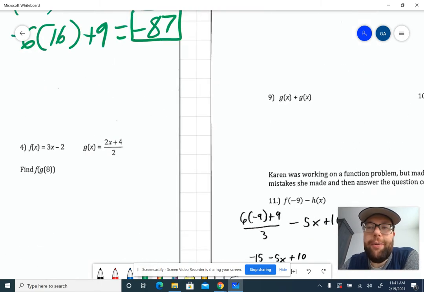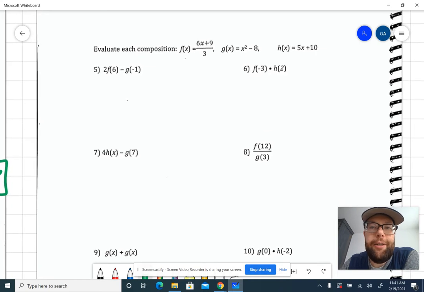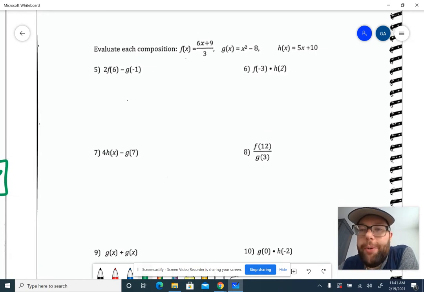Okay, let's look at the rest of the test. Let's start by looking at these multiplying functions. Again, when you multiply, you're basically just multiplying these two functions.